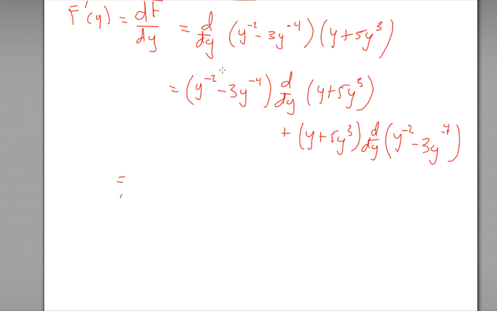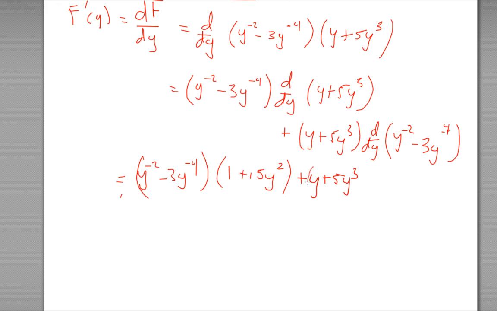So this equals y to the negative 2 minus 3y to the negative 4 times the derivative of this. This is pretty easy stuff. This is just the derivative of y with respect to y is 1. The derivative of 5y to the power of 3, you move the 3 down, and it becomes 15y to the, subtract 1 off from the 3, 15y squared. Oops, I'm just making things worse. 15y squared plus, let's leave this alone, y plus 5y cubed.